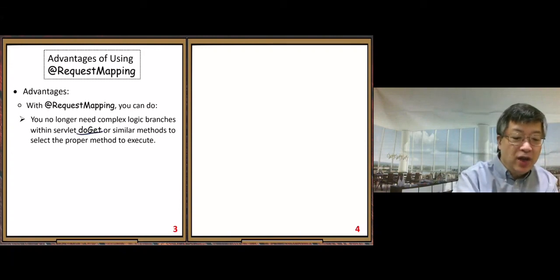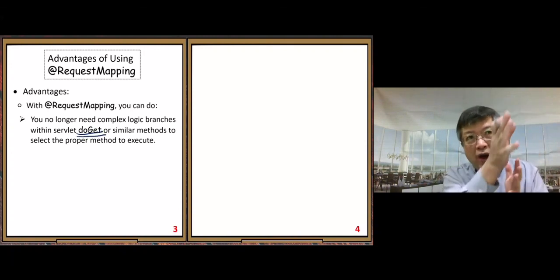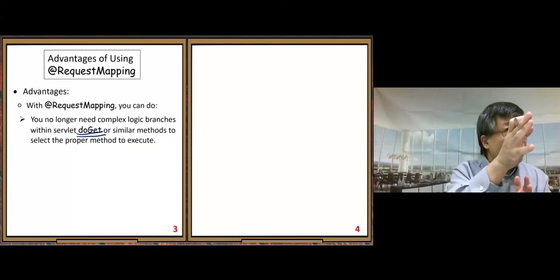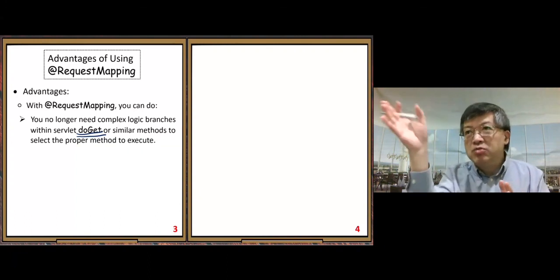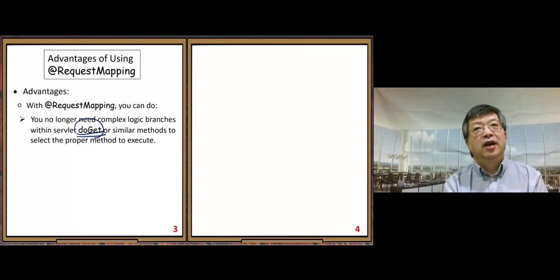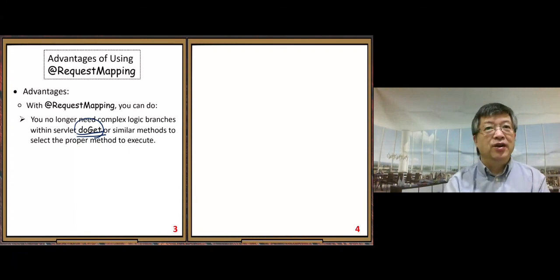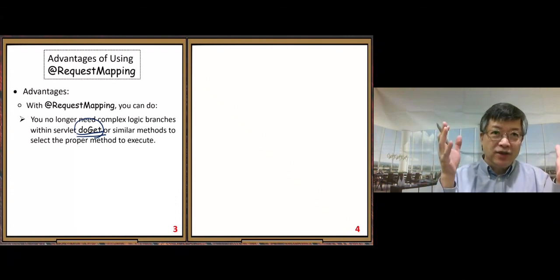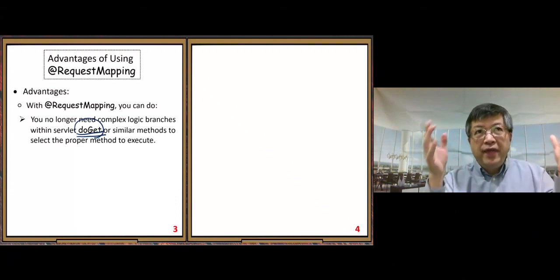Usually, to send a request to different servlets or JSPs, we do it in the doGet method using complex logic branches. You can imagine that. Or similar methods to select the proper method to execute. That's the usual way, right? Here, this annotation way simplifies that a lot.